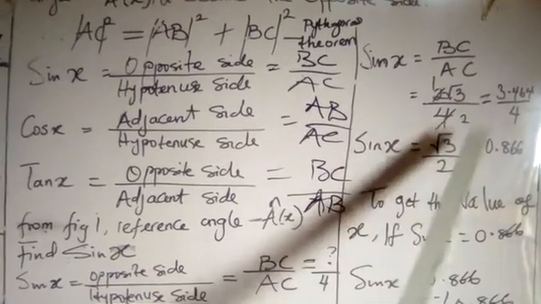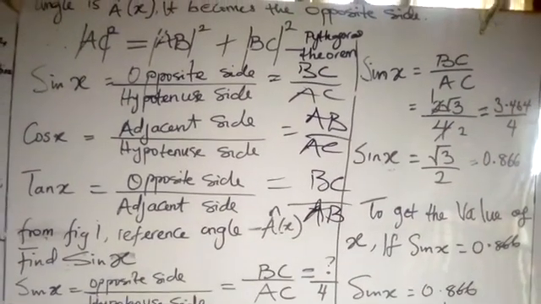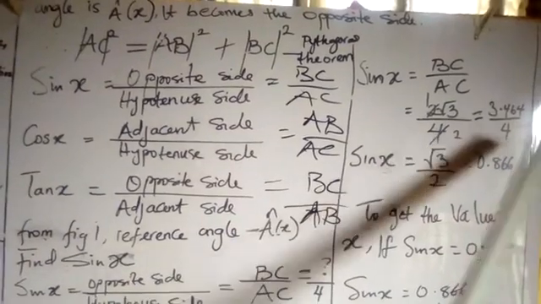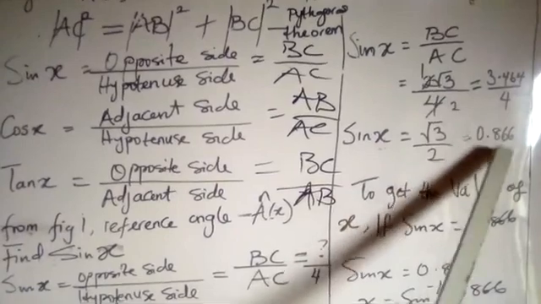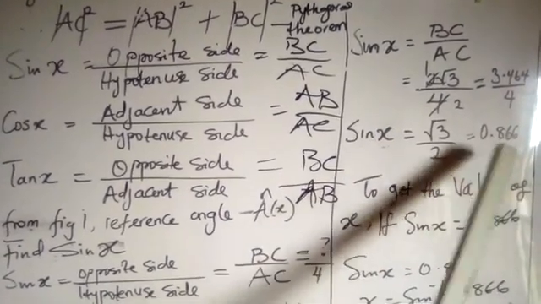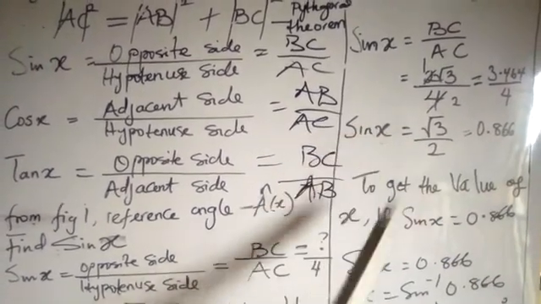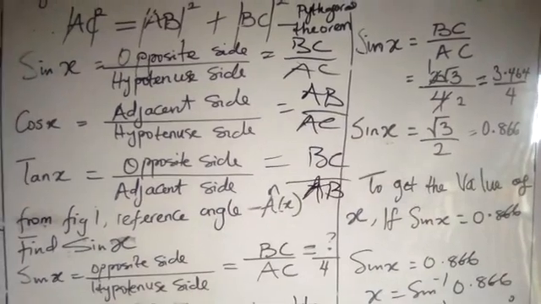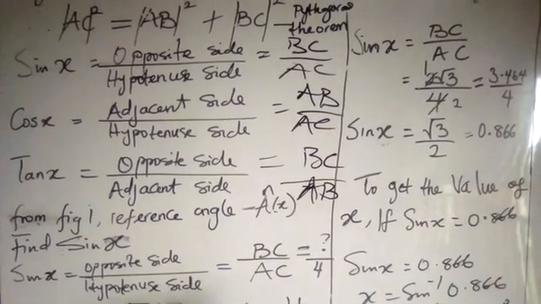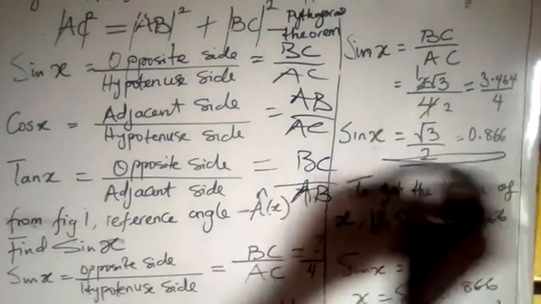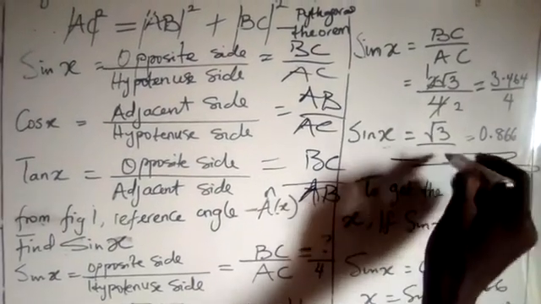You get it now. But if you use the direct value, which is 3.464 centimeters, you should have 3.464 divided by 4, which will give you 0.866. So either of the two is the value for sine x.